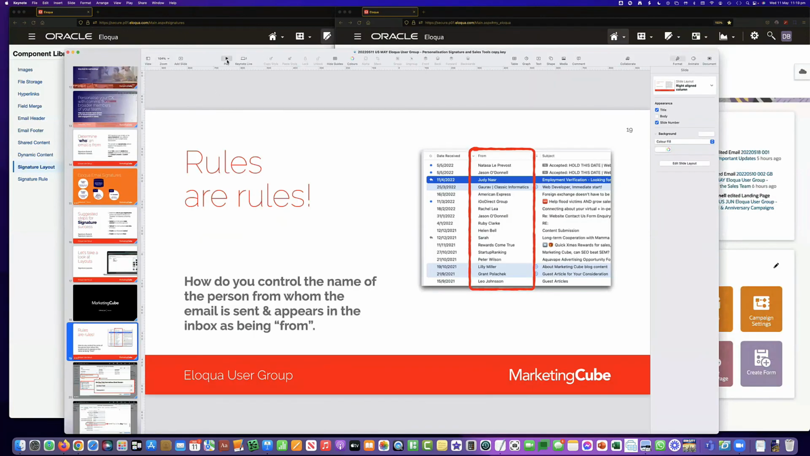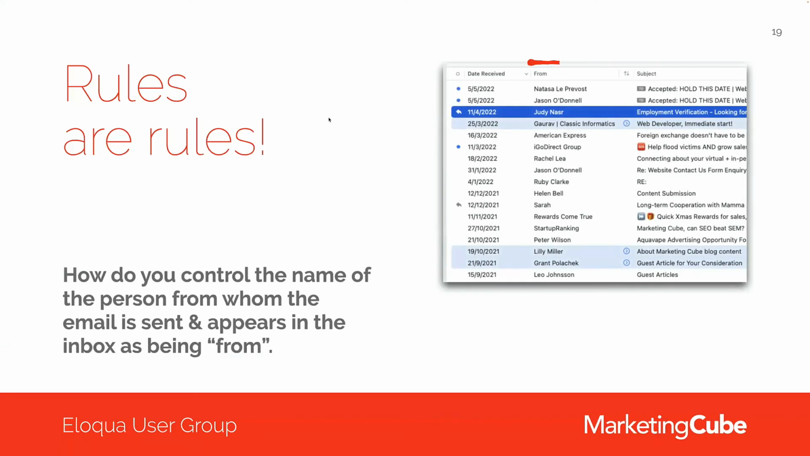Okay, so let's have a closer look now at rules. Rules are the intelligence that determine who gets to see which signature within the body of the email. I want to be really clear, so I've popped this screenshot in here, which is actually just Apple Mail, showing the from. Specifically, this is what we're trying to control. Instead of this being your brand name, for instance, I Go Direct Group, it's going to be the name of the person. In this case, it would be Jason O'Donnell. So we want to have that level of control.